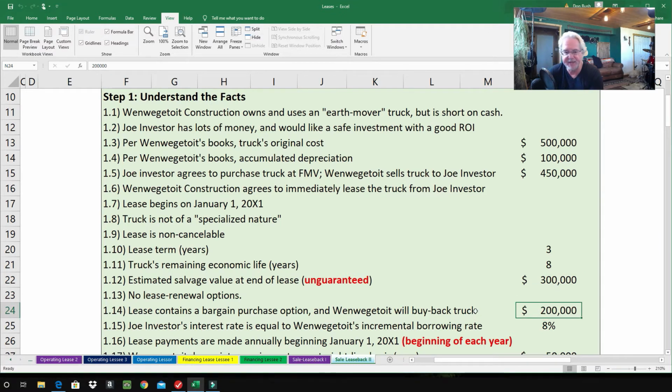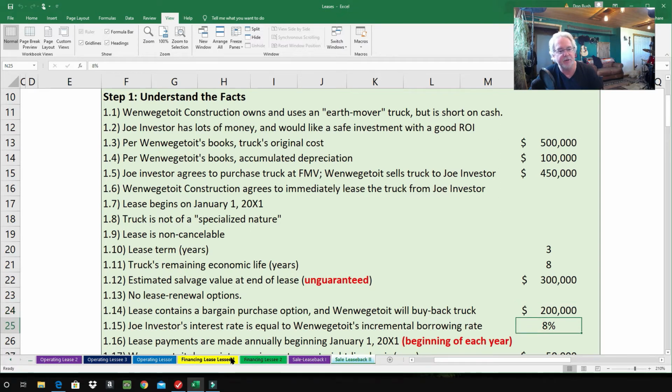Now, how is that a bargain? Well, they expect the truck to be worth $300,000, and if they buy it back for $200,000, they're automatically making $100,000 off the truck here. So it's a bargain purchase. They're getting the truck at a good deal, and I'm sure they won't turn it down either.